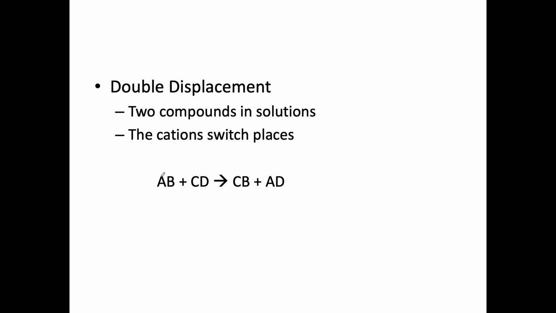So we have AB and then CD. The C switches with A, and we have CB and AD as the products. And usually this is one I like to give. So we have lead nitrate plus, let's go with sodium iodide or potassium iodide. It doesn't matter. We've got 2 of these to make sure we balance the reaction.